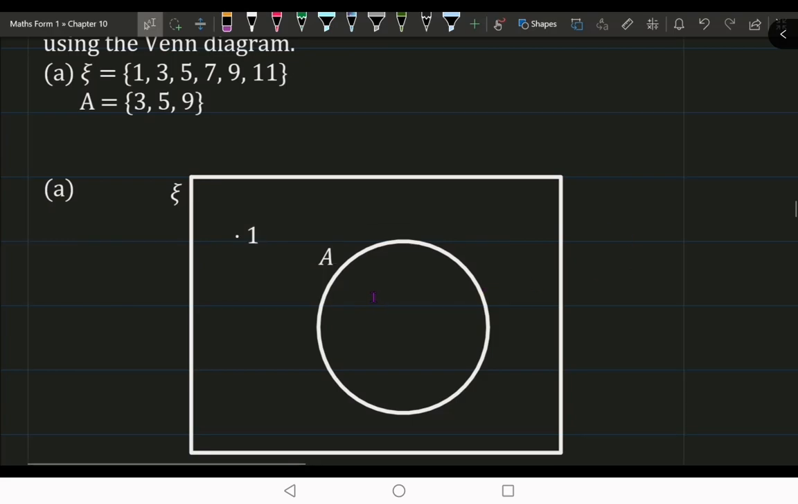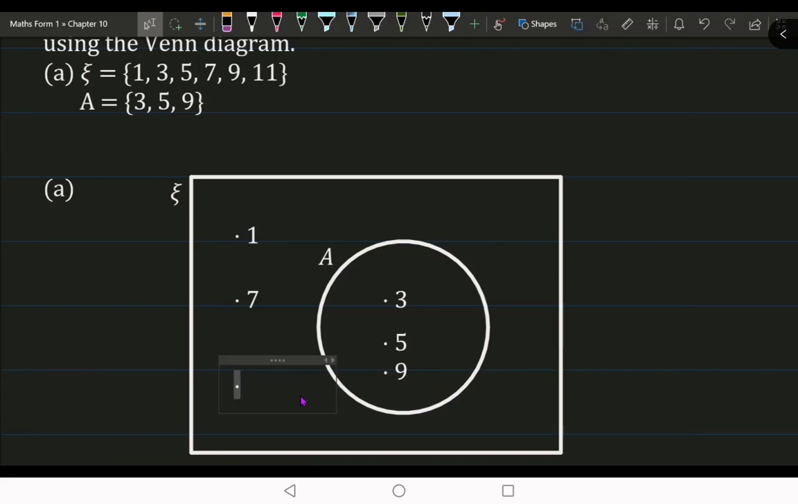Three is inside A, so you need to write the dot beside the three. Go to this one, five, also inside here, so yeah, you see the dots before the elements. Five, seven is outside, it is not in set A. Seven, 11 is in set A, so you write it down inside set A. So you need to have a dot before the 7 here, the 9 here. Go to 11, it's outside.